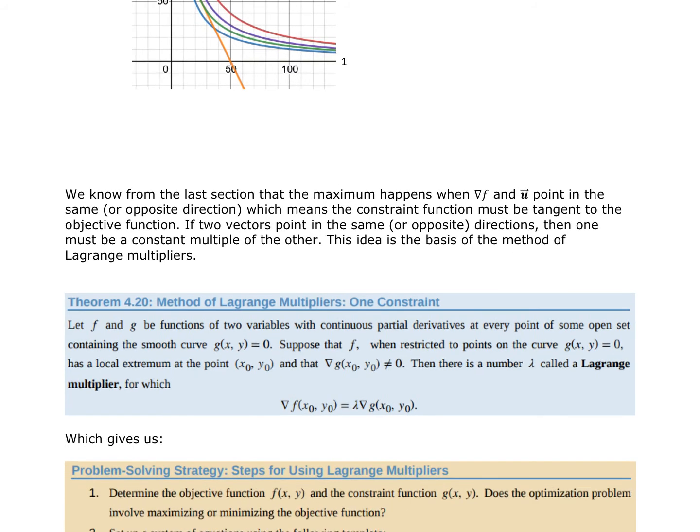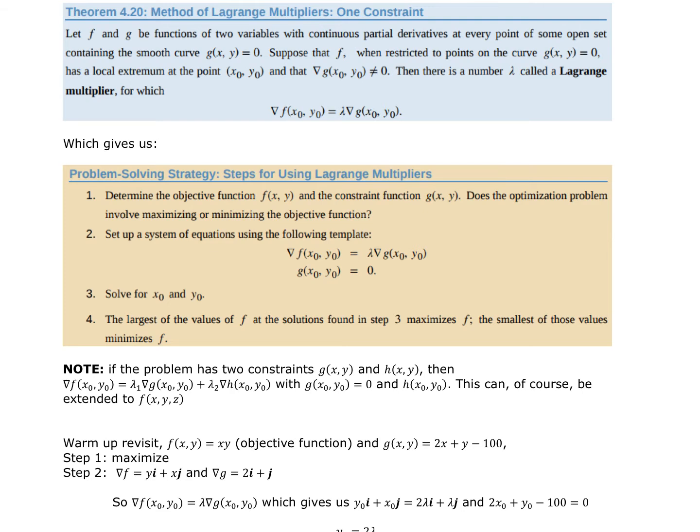So here is how you're going to do the problem solving with Lagrange multipliers. Now we're looking at optimization with Lagrange multipliers. Determine the objective function and then the constraint. Does the optimization problem ask for maximizing or minimizing the objective function?